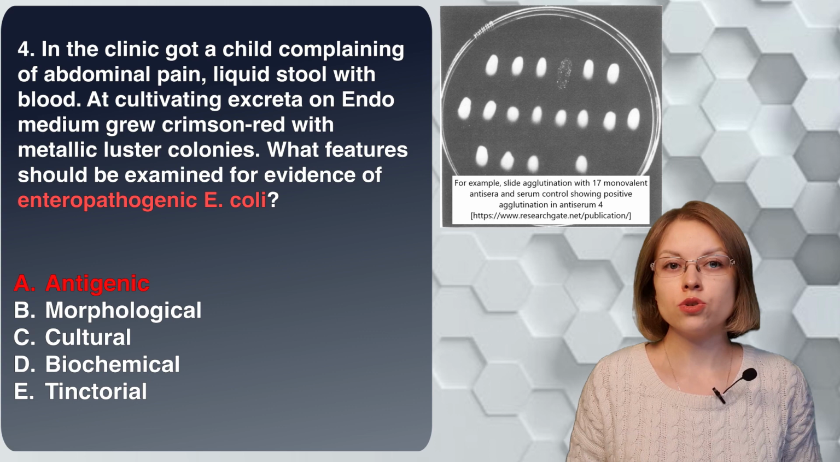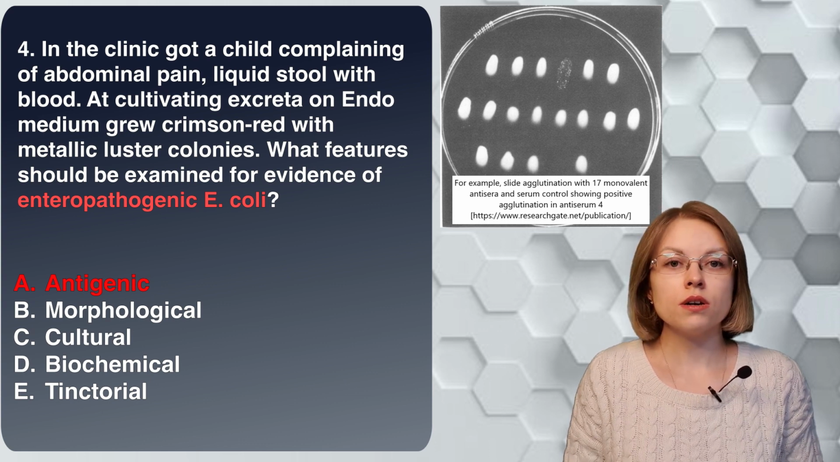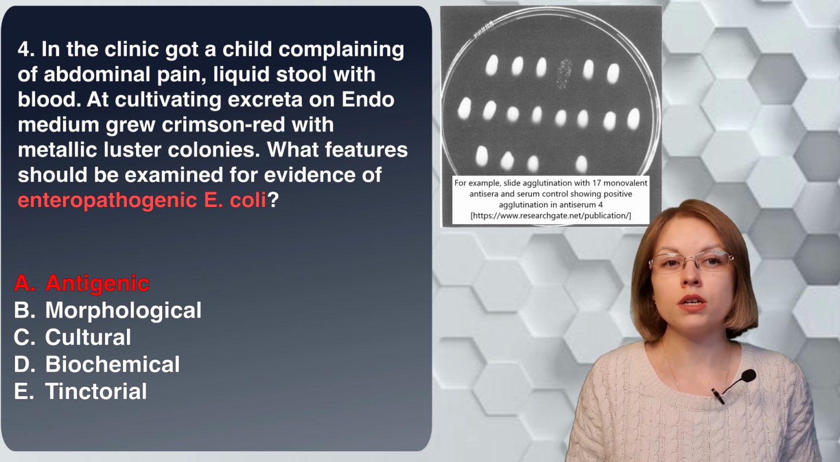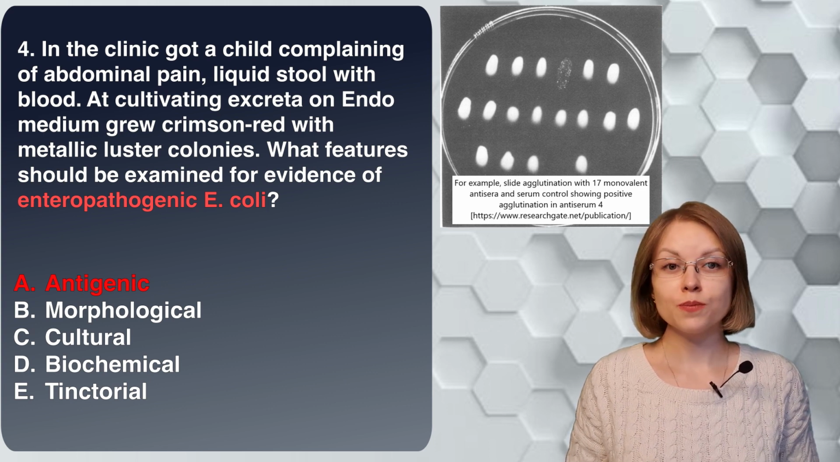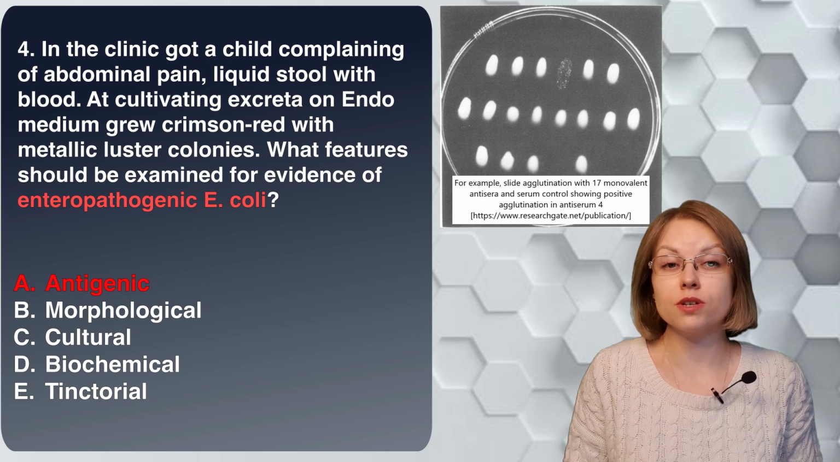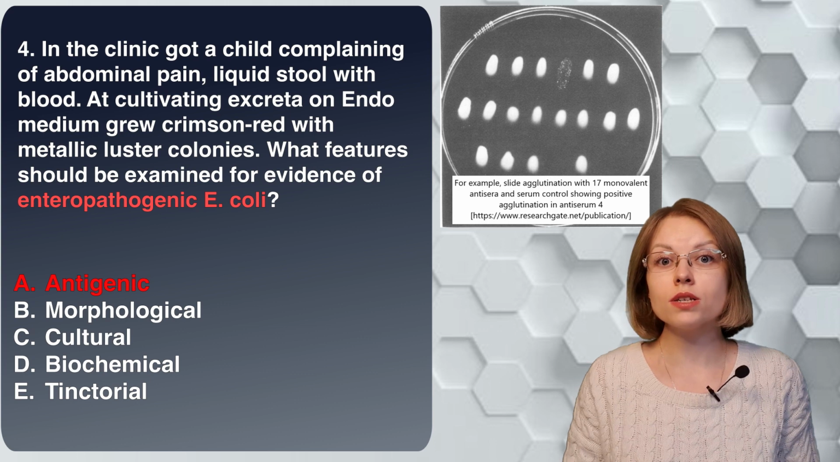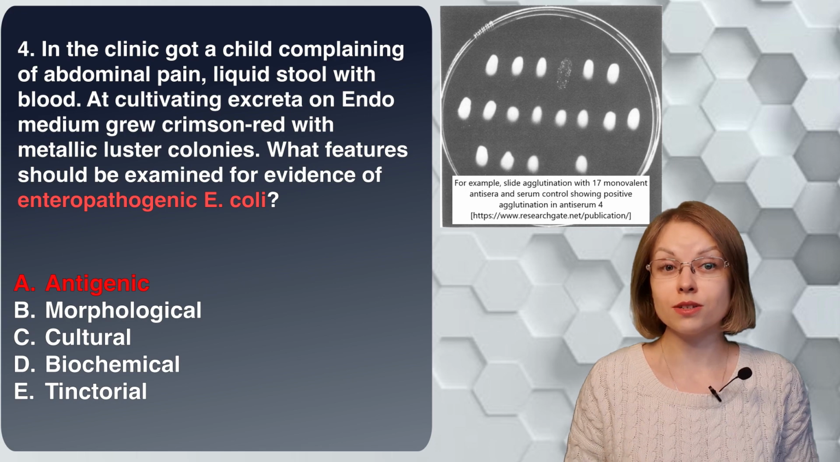By morphological features, we can determine only the shape and size of bacteria. By culture, to study the characteristics of their growth on certain nutrient media and isolate a pure culture. By biochemical features, for example, to determine what sugars a pure culture ferments. Phage type is determined using specific bacteriophages, but antigenic properties just allow us to determine the serogroup of Escherichia coli. So the correct answer is A.